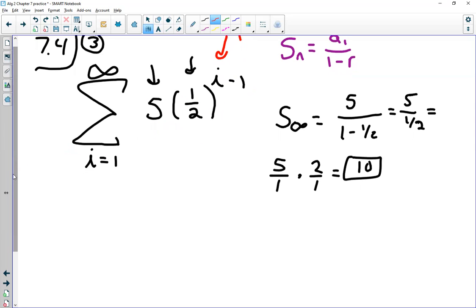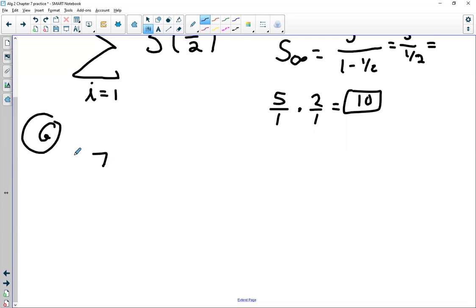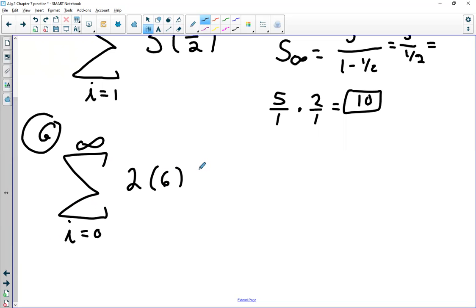Now let's look at something else. Let's look at 6. Pay attention to this. 6. This is very important. So you have an infinity on top. I equals 0. We'll talk about 0 later, about what happens when I equals 0, after this question. But I want to point out this part of this question.